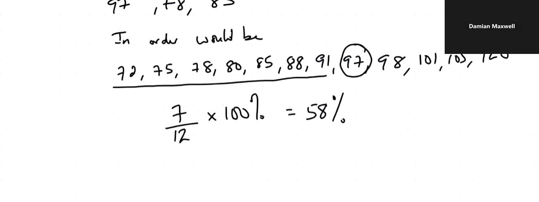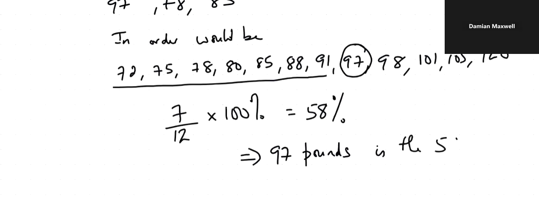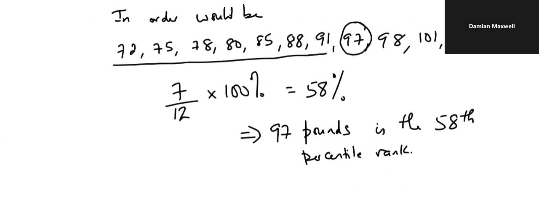All right. So what this is telling us is that 97 pounds is the 58th percentile rank. Meaning that 58% of the data values lie to the left of the 97, or are less than 97. So that's what we mean by the percentile rank.